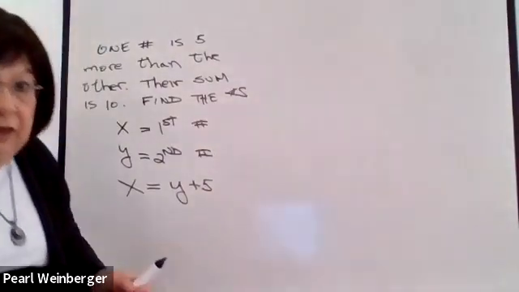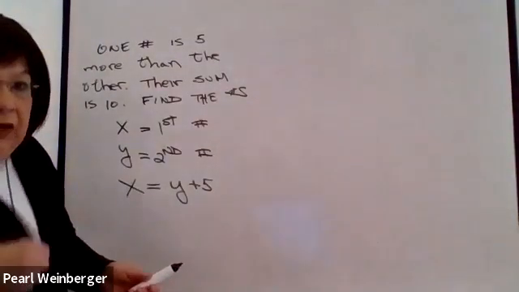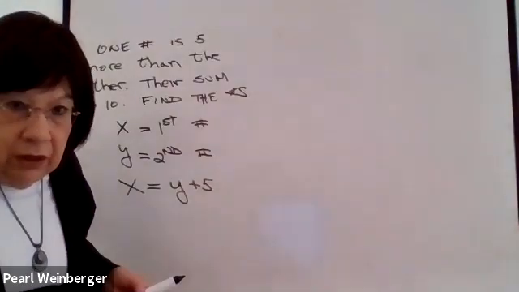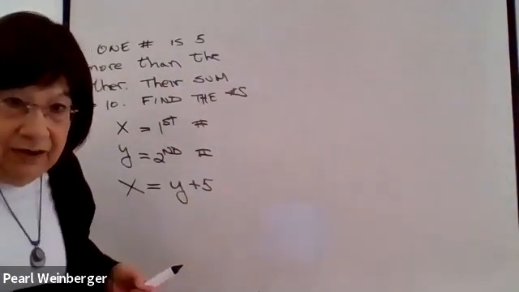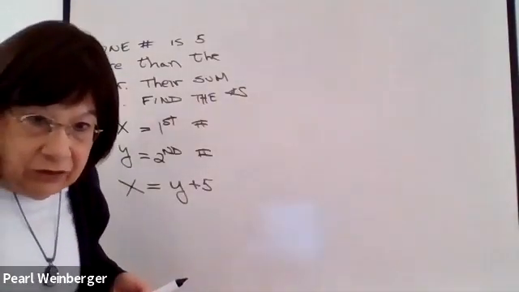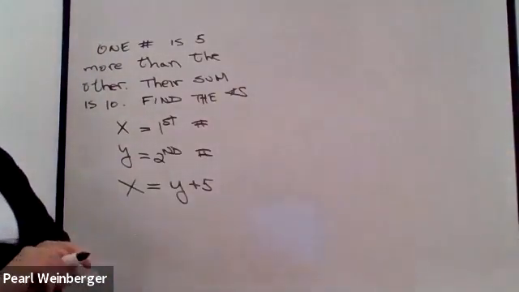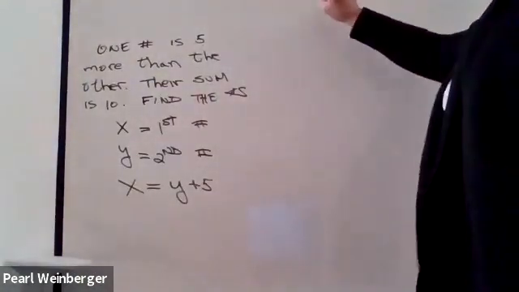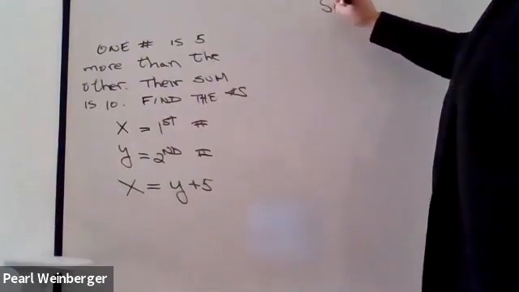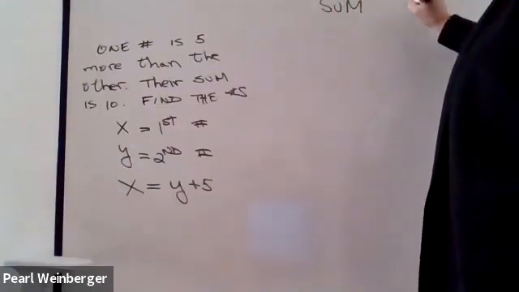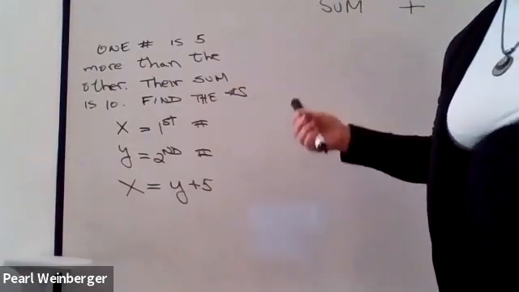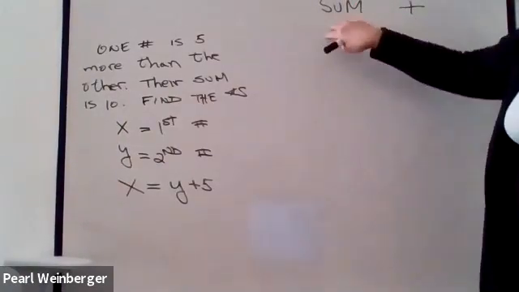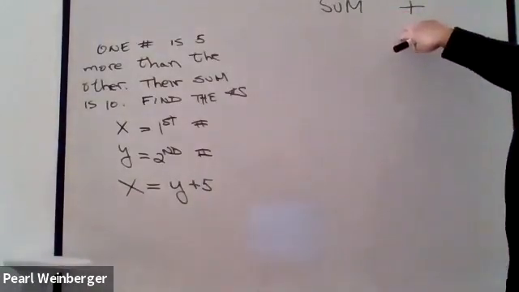Does that mean Y is 10 when it says the sum? Okay, somebody said sum, right? Sum means to add. So let's put the 4 important words that we might have. When you talk about the sum, you're talking about addition. The sum is the result of adding 2 numbers. Sum means the result of adding.